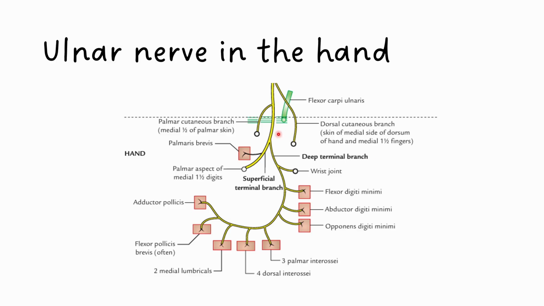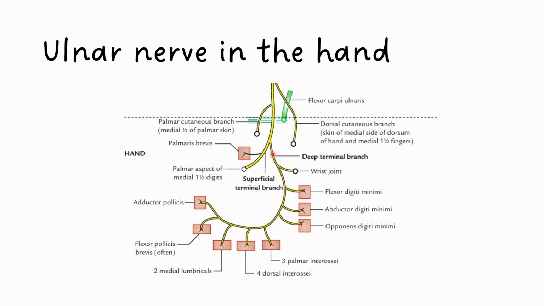Then the ulnar nerve enters the palm by passing superficial to the flexor retinaculum, lying just lateral to the pisiform bone. Here the ulnar nerve is covered by a fascial band called the volar carpal ligament. The space under this fascial band is called the ulnar tunnel.